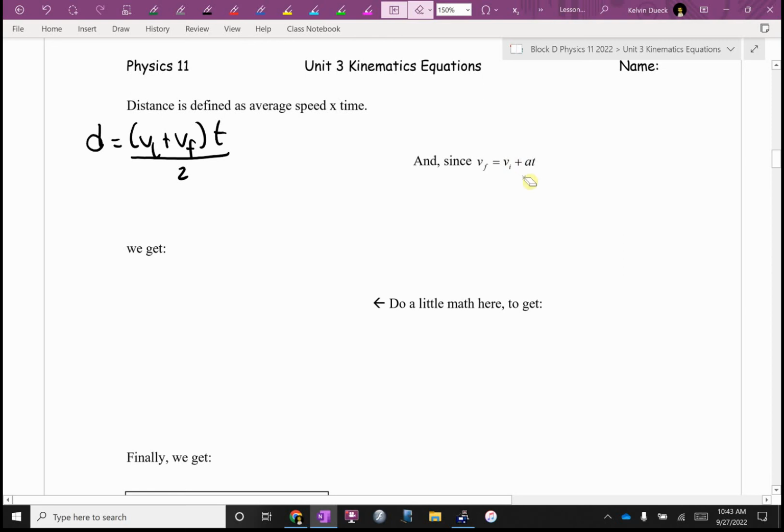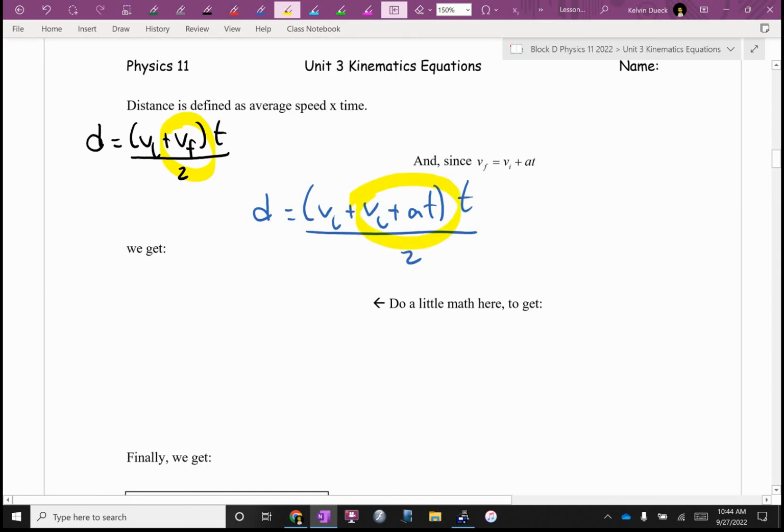But Gibson, what does VF equal? Can you read me the very first equation from that row on your formula sheet, the one that says VF equals? What can I replace the VF with? Whenever I see a VF, what can I write instead? I'm going to replace this VF right here with that, and when I do that, I get this. D equals VI and then plus VI plus AT times T over 2. I just replaced that with that. Substitution.